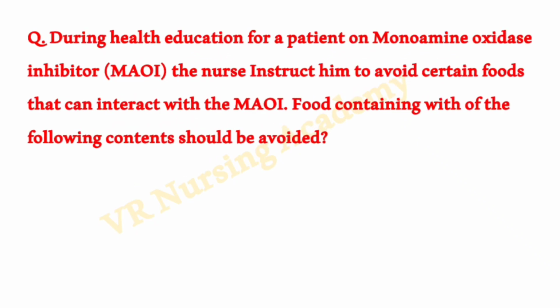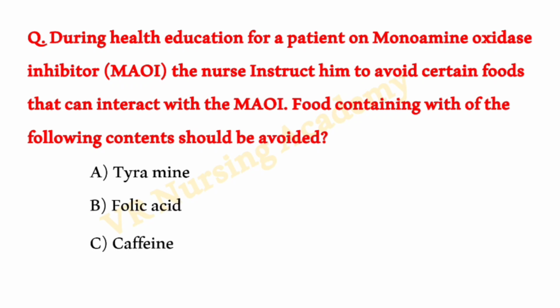Next question. During health education for a patient on a monoamine oxidase inhibitor, MAOI, the nurse instructed him to avoid certain foods that can interact with the MAOI. Food containing which of the following contents should be avoided? Option A. Tyramine. B. Folic acid. C. Caffeine. D. Alcohol. The correct answer is option A. Tyramine.